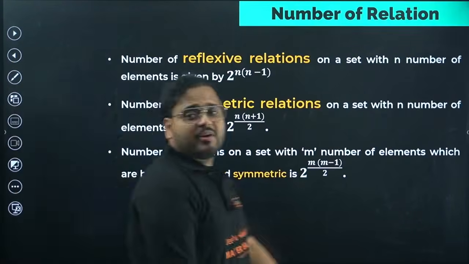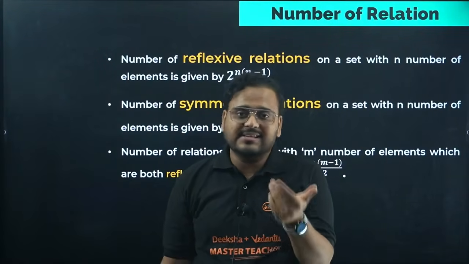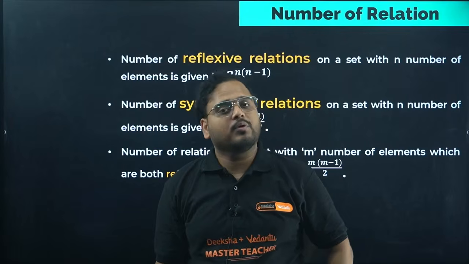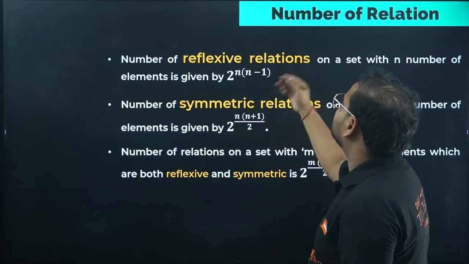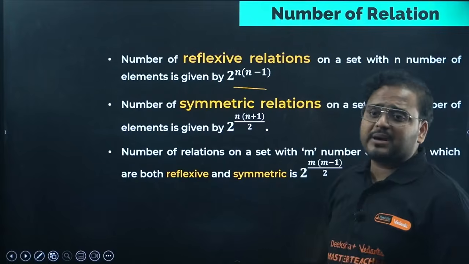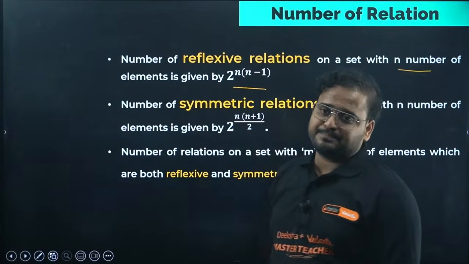Okay, now number of relations, again rarely asked. The chances of this being asked are less, but still the concept is there. That's why we have to learn that as well. So number of relations, please check. The number of reflexive relations is given by 2 power n times of n minus 1, where n is the number of elements in the given set.